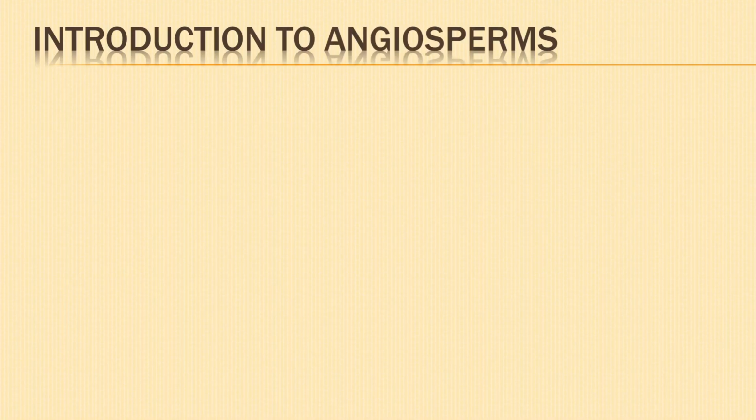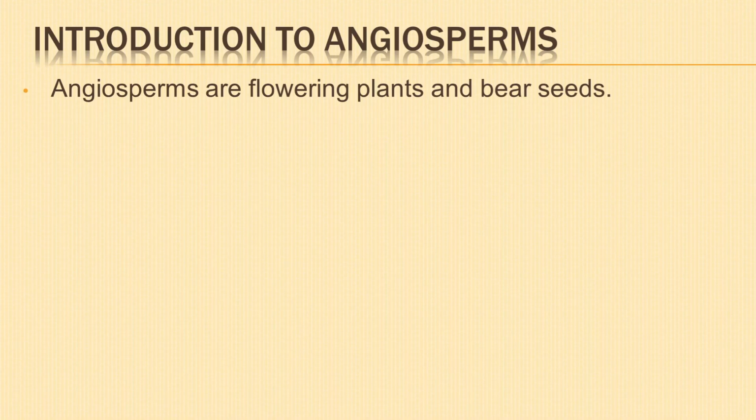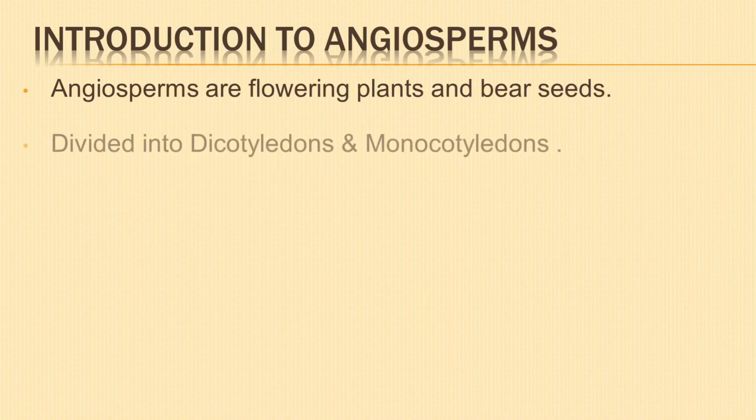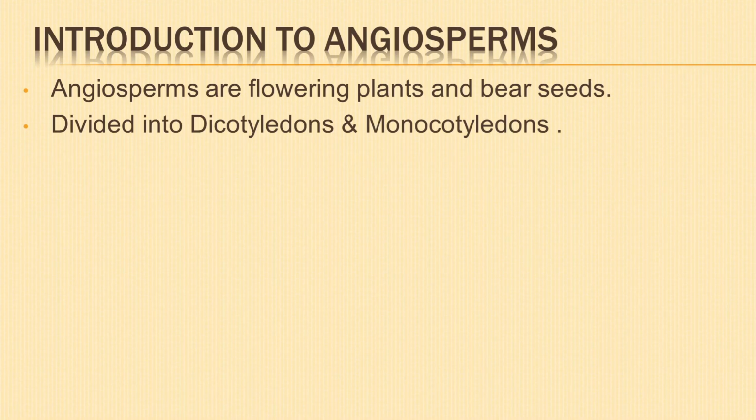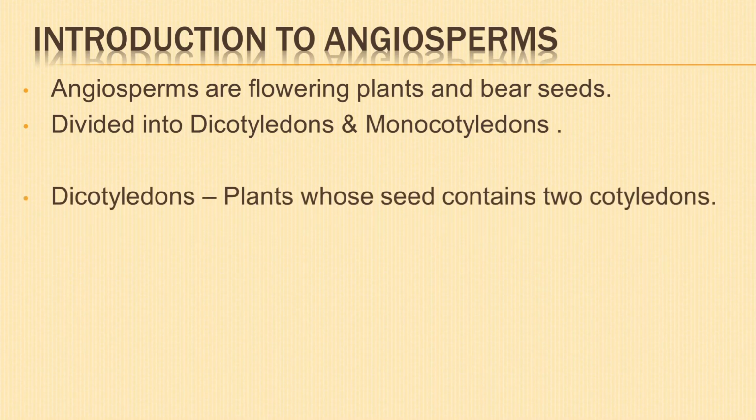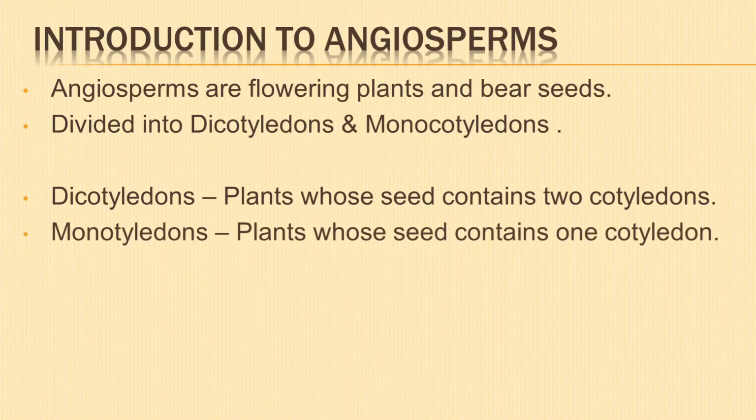Let us start with the introduction to angiosperms. Angiosperms are flowering plants and bear seeds. They can be divided into two main groups, namely dicotyledons and monocotyledons, based primarily on the number of cotyledons. Those plants whose seed contains two cotyledons are called dicotyledons or dicots, while those plants whose seed contains only one cotyledon or embryonic leaf are known as monocotyledons or monocots.